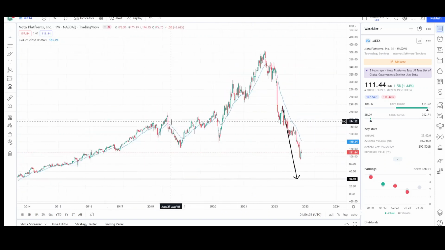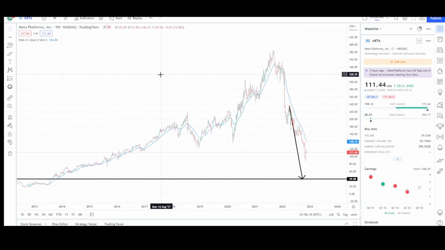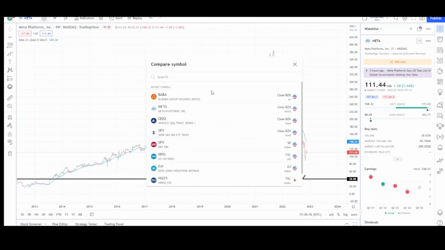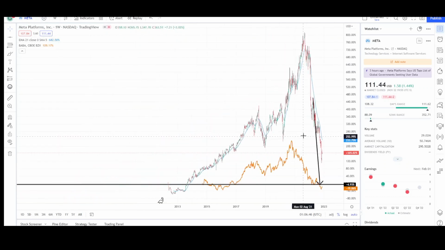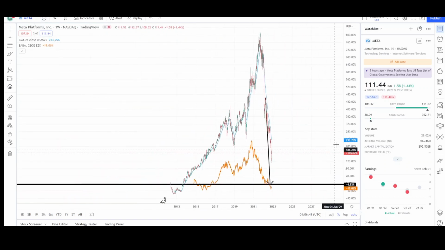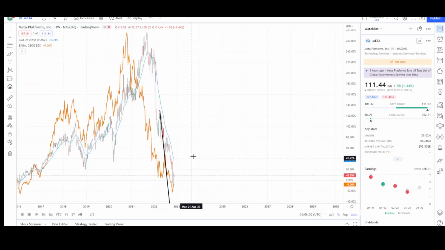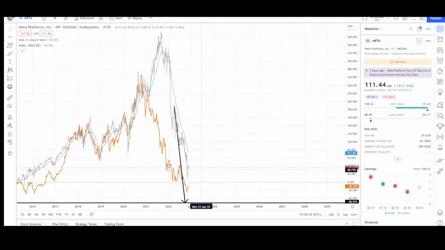I mean, BABA, this chart is very similar to BABA, where we had a nice move up and then we came back all the way down to the all-time lows. So let me see if I can compare it. I can compare it to BABA right here. So this is BABA's chart. Not really drawn to scale, or there you go. This is a little bit better.